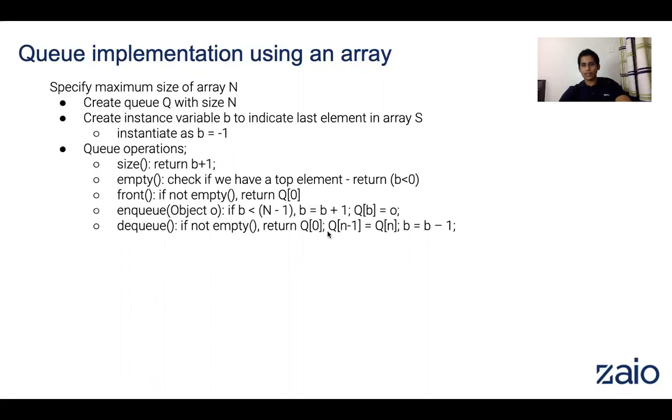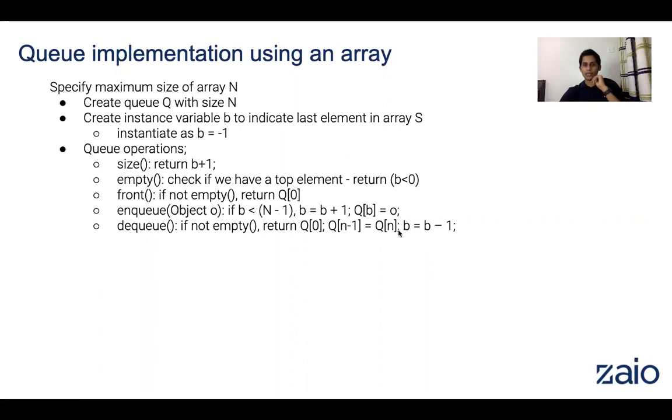Since we'll be removing the first element from the queue, right? Because it's a first in first out data structure, we need to remove the first element. And if we remove the first element from the array, our array is left empty. So we should essentially move every element to the left, right? So that's what this means over here. Qn minus 1 is equal to Qn, because we'll move every element to the left by 1, right?